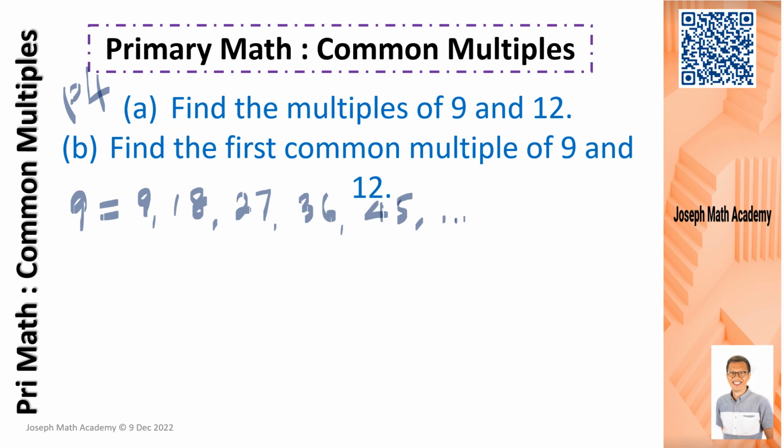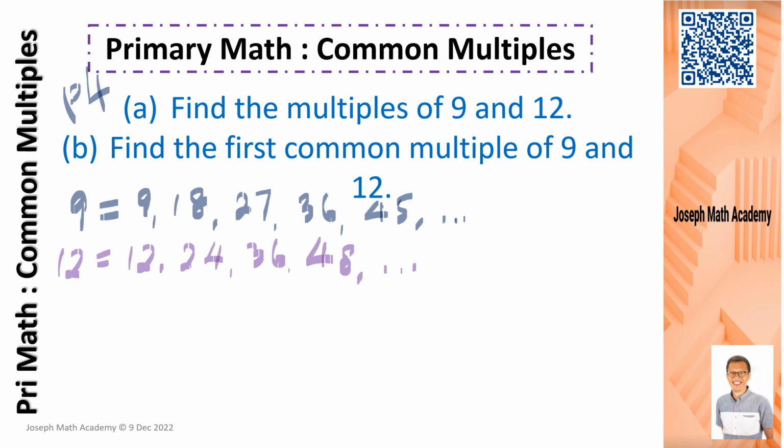Next, I'm going to list the multiples of 12. The multiples of 12 work the same way. It's the 12 times table. So 1 times 12, 12, 2 times 12, 24, 3 times 12, 36, 4 times 12, 48, and the list continues. It's endless, it's infinity. Okay, so I've already listed multiples of 9. I've listed multiples of 12.